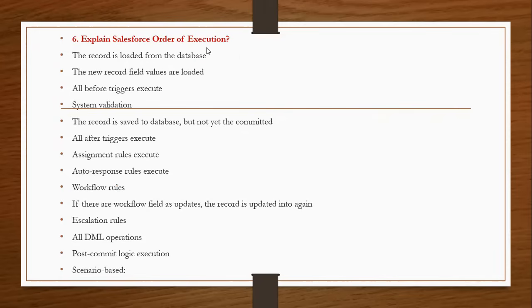Explain Salesforce order of execution. The record is loaded from the database. The new record field values are loaded. All before triggers execute, system validations. The record is saved to the database, but not yet committed. All after triggers execute, assignment rules execute, auto response rules execute, workflow rules. If there are workflow field updates, the record is updated again. Escalation rules, all DML operations, post commit logic, the execution is synchronous based.